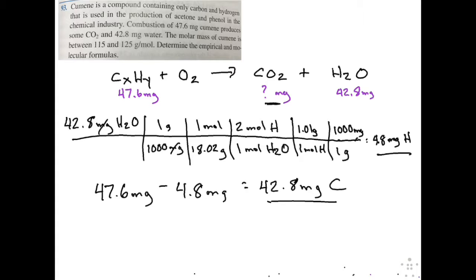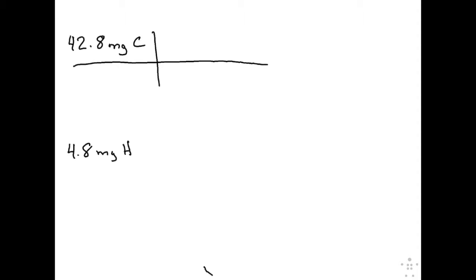I've got the mass of each element in this compound, but it's in milligrams. So continuing on from here, we're going to go into our empirical formula work. I just showed you we had 42.8 milligrams of carbon in that compound and 4.8 milligrams of hydrogen in there. Now, in an empirical formula question, you want to convert to moles first. Now, we got to get out of milligrams, though. So there are 1,000 milligrams in 1 gram.